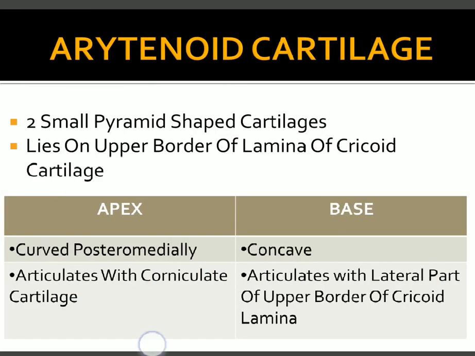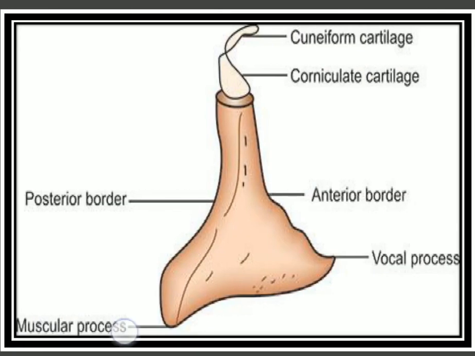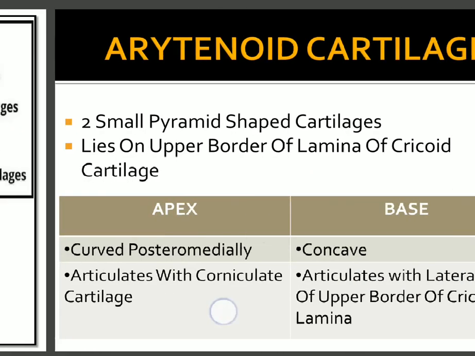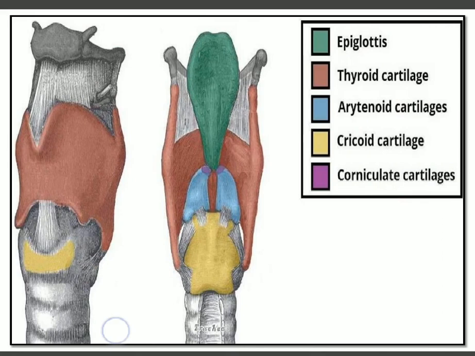Next is the arytenoid cartilage. The arytenoid cartilage is a pyramid-shaped cartilage, two in number. They lie on the upper border of the lamina of the cricoid cartilage. So this is the pyramid-shaped arytenoid cartilage, and this is the cricoid cartilage, this is the upper border of the cricoid cartilage. So it lies on the upper border of the lamina of the cricoid cartilage.